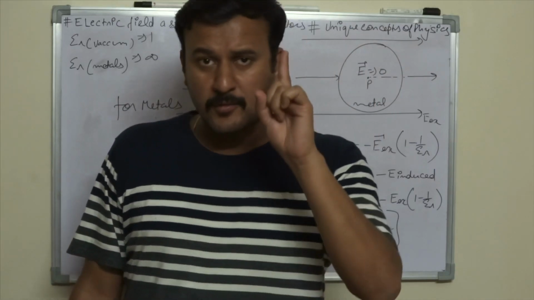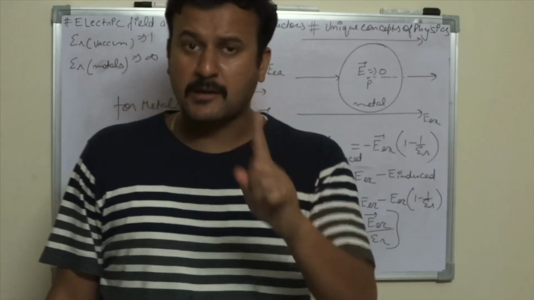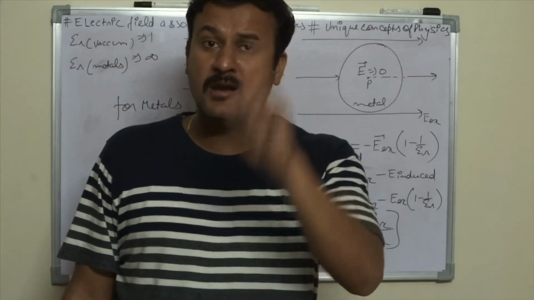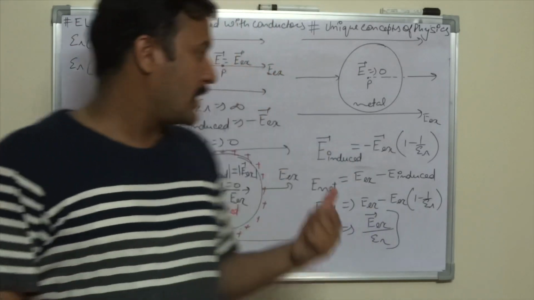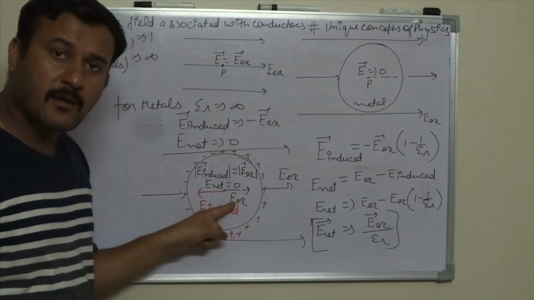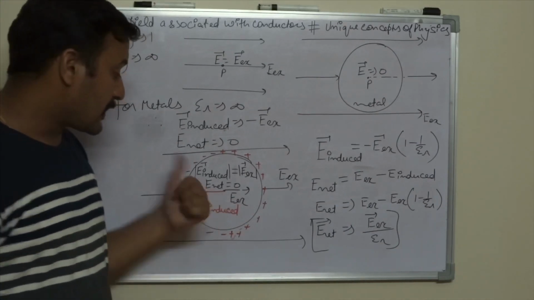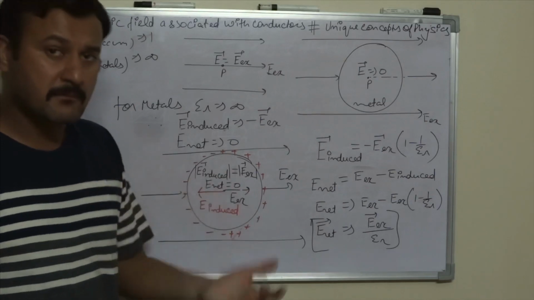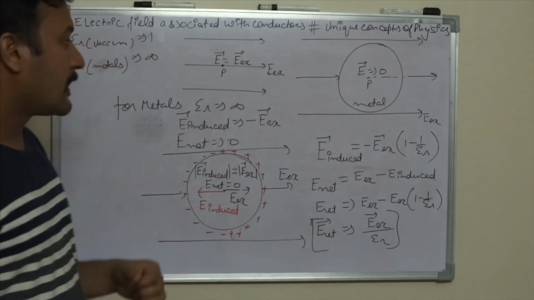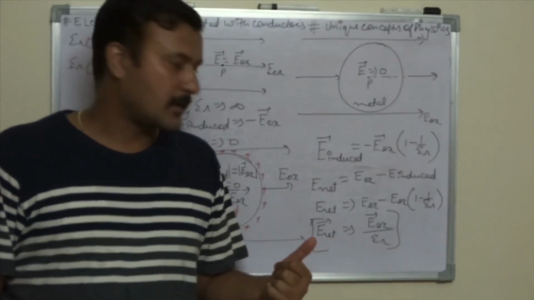Okay, so electric field lines cannot intersect each other, and electric field lines represent the net electric field. So if an external electric field is also present here and an induced electric field is also present here, then the net electric field would be something different. Now I am coming to the magnitude of the induced field.